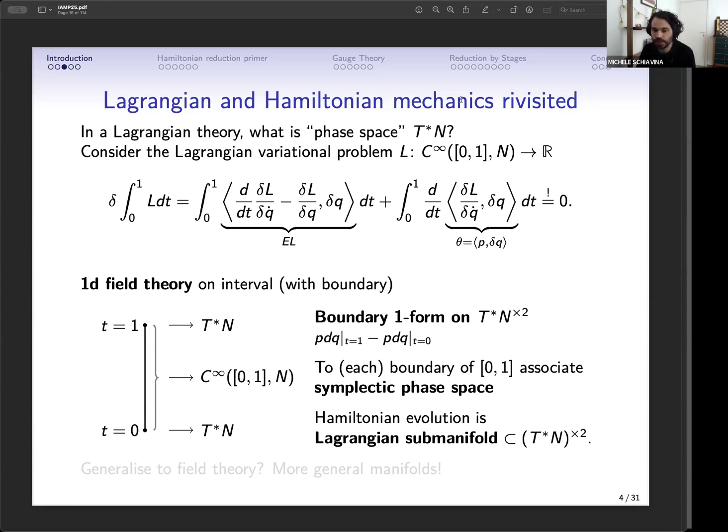And if you do that, you see that, well, to each boundary component, we associate a symplectic phase space, so to speak, or a symplectic manifold, rather. And one can interpret Hamiltonian evolution as a Lagrangian submanifold of the product of these two symplectic manifolds. Here, for those who are aware of this, one should take the opposite symplectic form on one of the two ends. So, okay, this is simple enough.